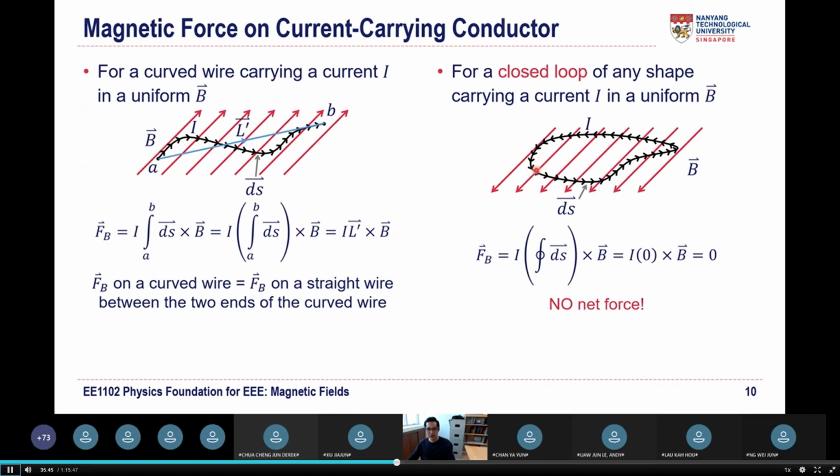And then that gets us to a closed loop wire. If we have a totally closed loop wire, then obviously we will not be able to draw any L, right? Because A and B are now the same point in a closed wire, like that. And that's going to give us zero force. So if a closed wire carries a current I, and it's placed inside a uniform magnetic field B, there's going to be zero force acting on it.